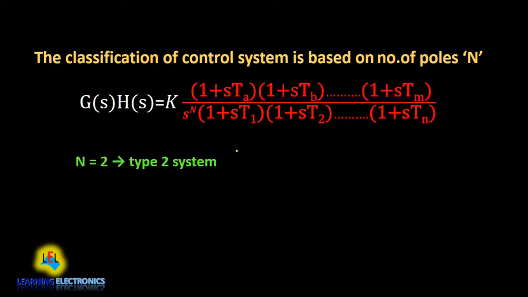Next is type 2 system. When this capital N is equal to 2, then the type of the system will be type 2 system.